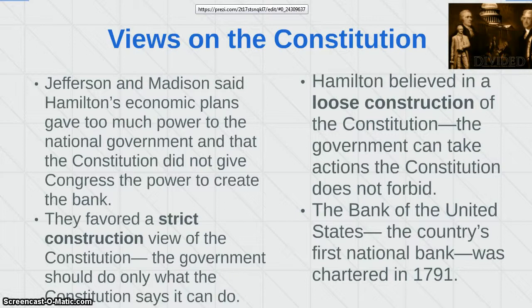But either way, to wrap up the section, we did get the bank. Okay, the Bank of the United States, it was created in 1791 and it was given a 20-year charter and would continue until its 20-year charter was up, and then eventually it was renewed.